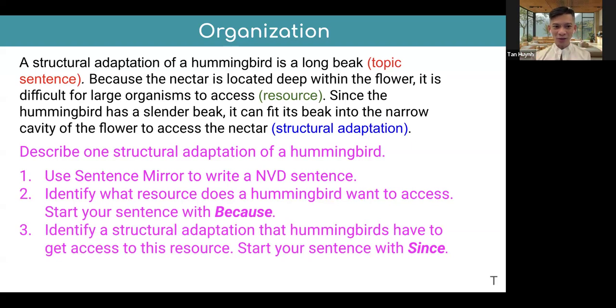You already kind of saw this already, but really I'm structuring out my expectation for the flow of ideas. Start your sentence with topic sentence. What does that mean? Restate the prompt using sentence mirroring. Then tell me what a hummingbird wants to access. Start with because. Then tell me how does it access that? Start with the word since.